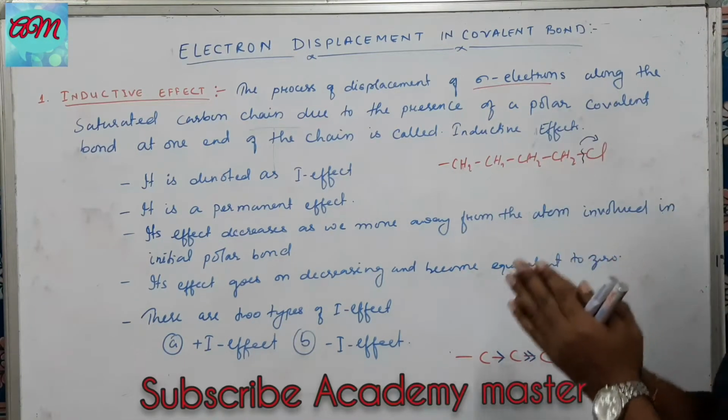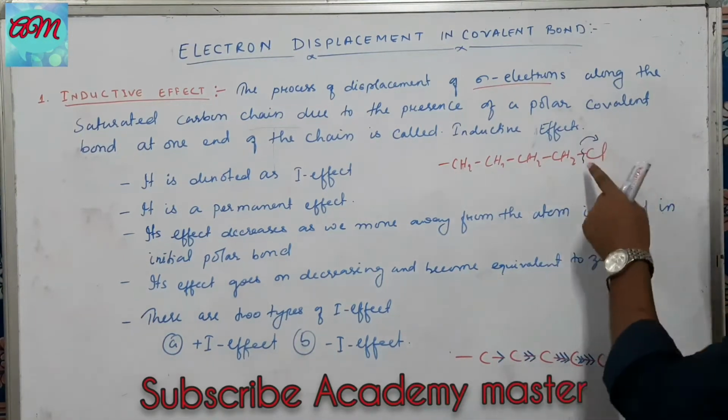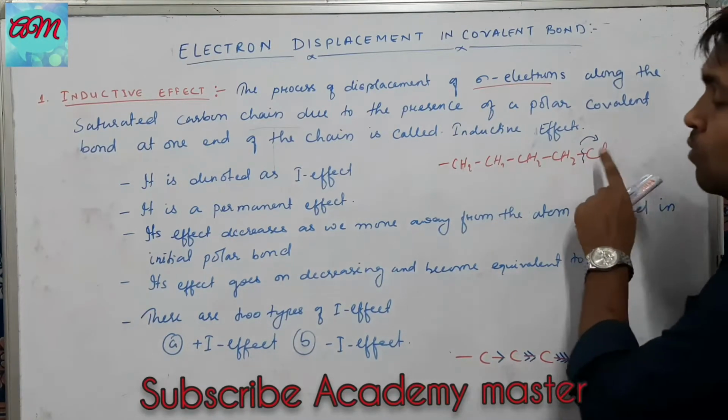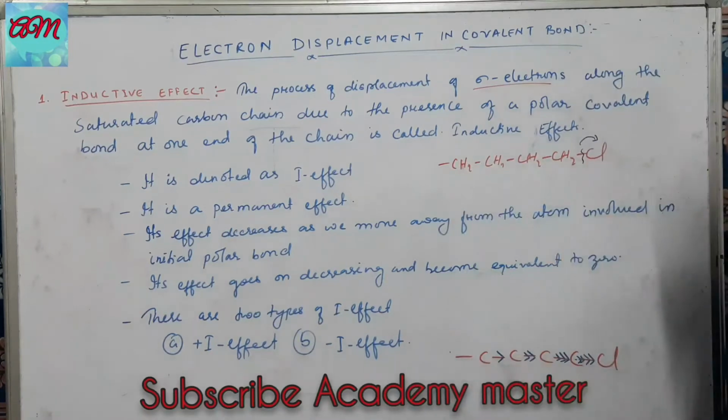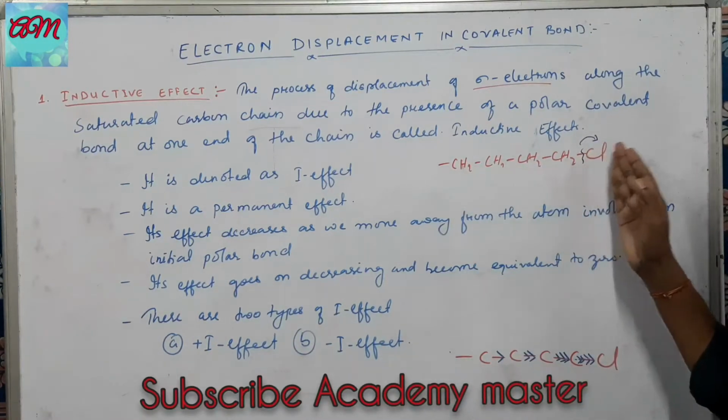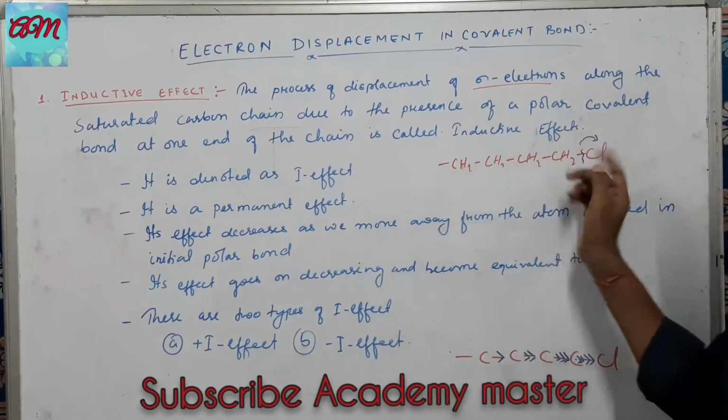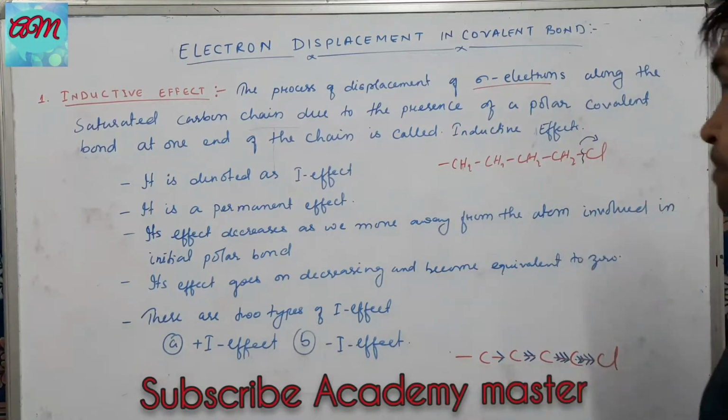But one thing you should always remember: this polar covalent bond should always be at one end, either the left-hand end or the right-hand end. In the middle, it won't work. It should always be present at the end.